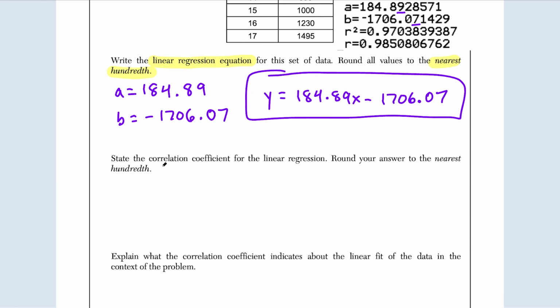For the second part, we're going to state the correlation coefficient for this linear regression, and we're going to round to the nearest hundredth. So we look at the R value here, that's our correlation coefficient, and we look to the hundredths place is an 8, and to the right is a 5. So we're going to round this up. We're going to say R equals 0.99 like this.